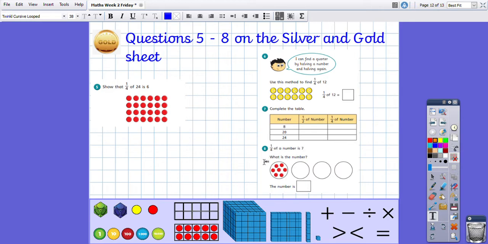And number 8, you need to work out a quarter of a number. That one's quite tricky. You know that a quarter of a number is 7. The first bit's done for you to help, and then you have got to just complete it and find out what your original number would be.